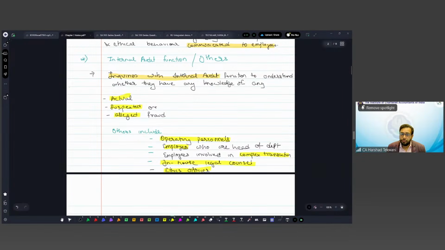Anything else? Discussion within the engagement team among themselves. Yes, discussion within the engagement team, but why is that required? Why do you think that is required? Very good. The point is good, but what is the reason for that particular discussion?